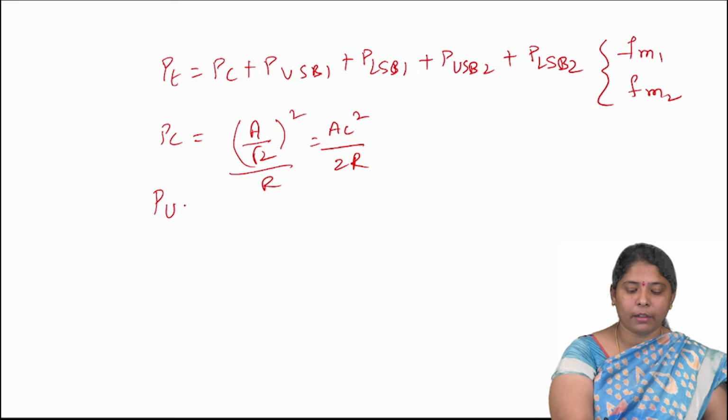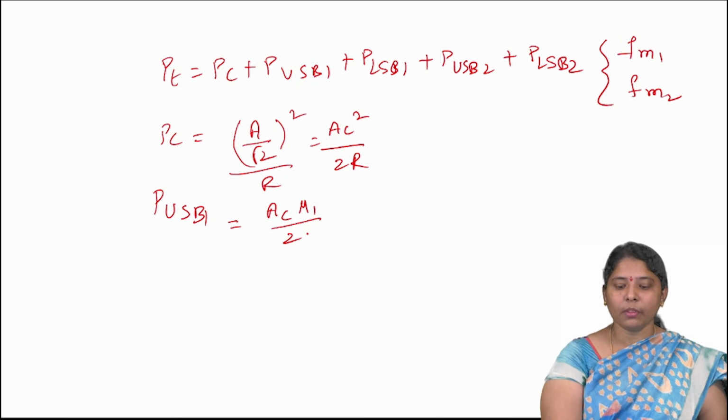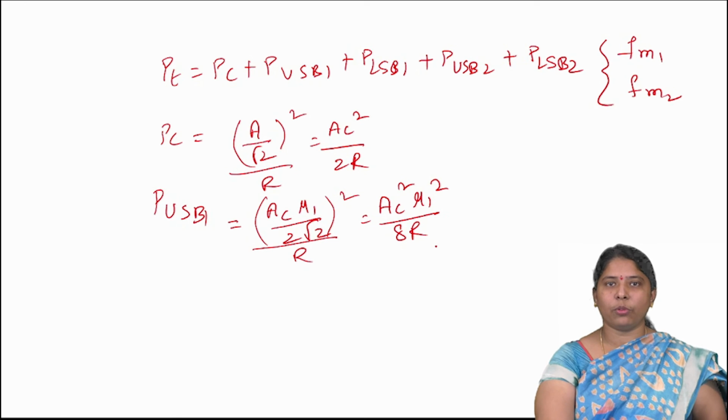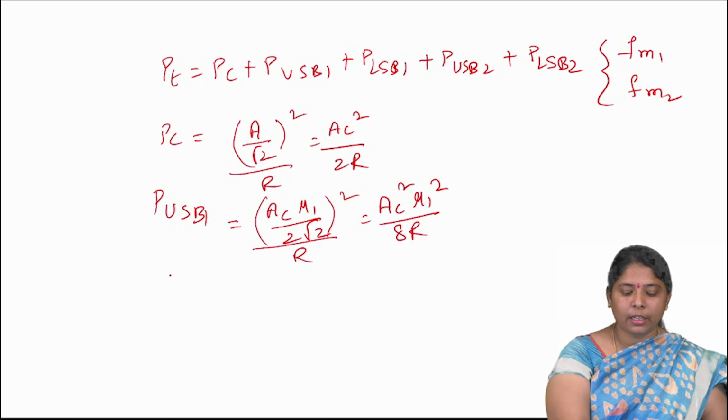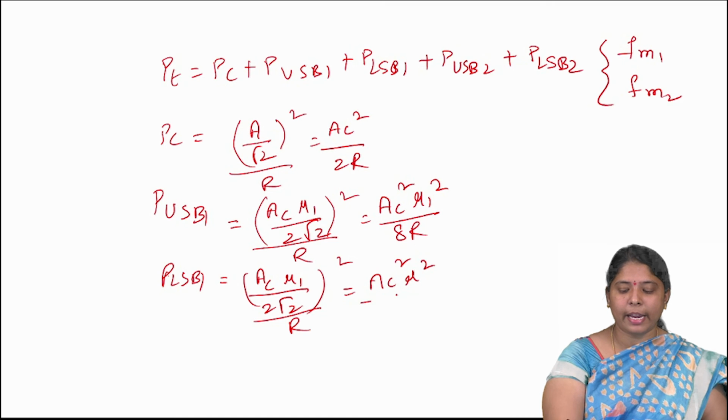What is the upper side band 1 power? Upper side band 1 power is, as we know, the peak value is AC mu 1 by 2. Peak value by root 2 is the RMS value, divided by R. So this term you are going to get AC square mu 1 square by 8R. Then what is lower side band 1 power? Again lower side band is AC mu 1 by 2 root 2 whole square by R. That is AC square mu 1 square by 8R again.